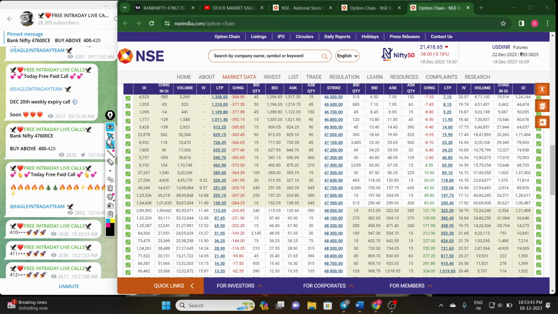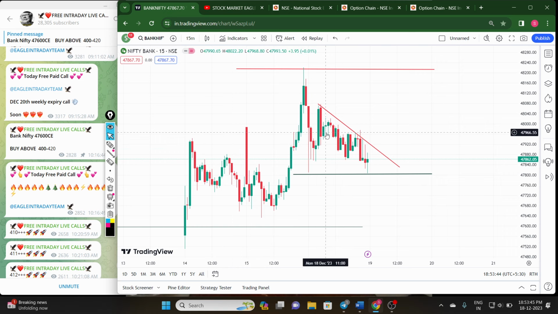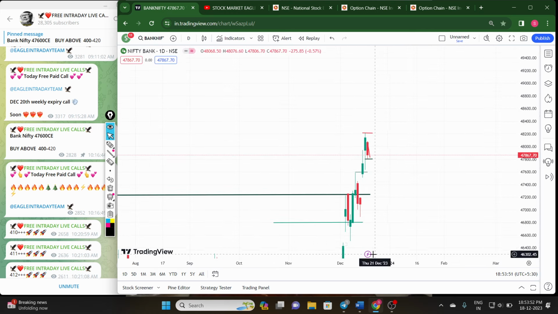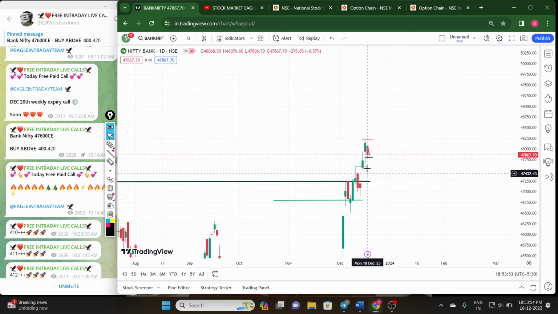So now coming to the Bank Nifty, overall the structure is negative. Tomorrow also, after the strong bullish momentum given, in Bank Nifty we can expect another 200 to 300 points of momentum.